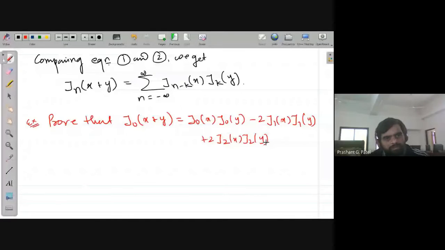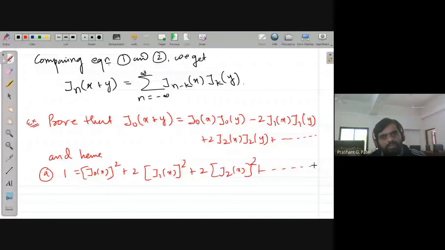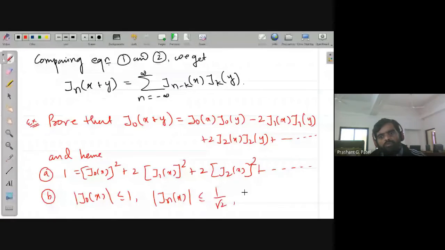And hence, using this, prove that, a, 1 is equal to J0 of x squared plus 2 times J1 of x squared plus 2 times J2 of x squared, and so on. And b, the modulus of J0 is less than or equal to 1, and Jn of x is less than or equal to 1 by square root of 2 for n running from 1 up to and so on. So this is what we need to do.